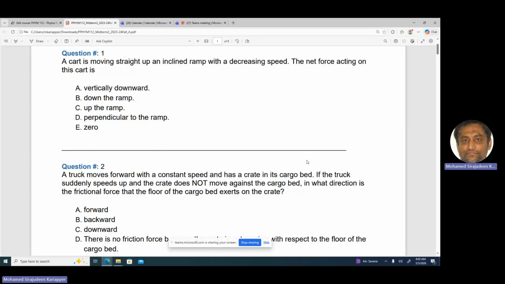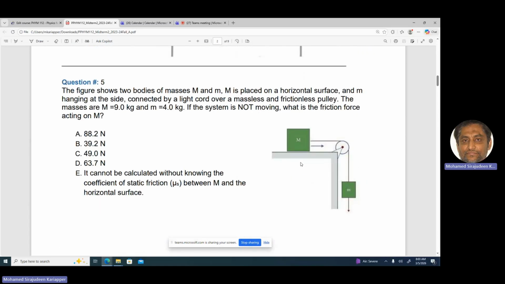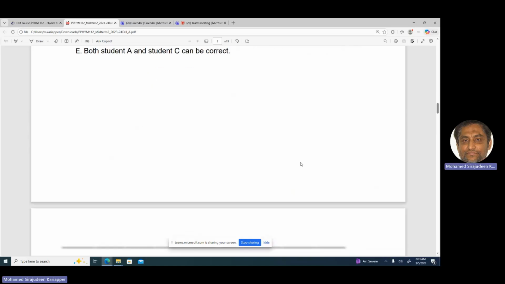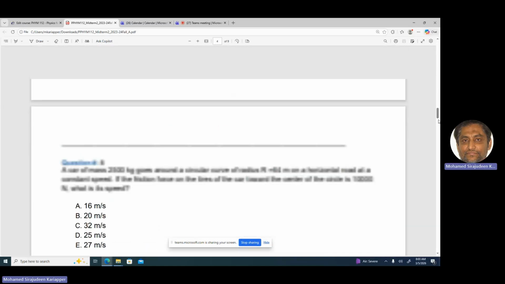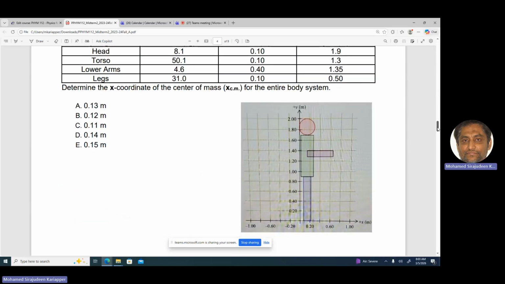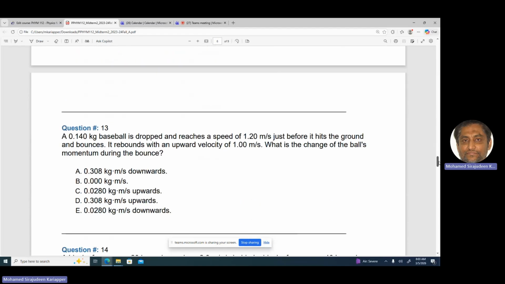Okay, so we will solve questions. This is a past midterm exam, midterm 224. Let's start from chapter 6, so that's fresh in our memory. So I will go to the last one, maybe chapter 16, first question on chapter 6.